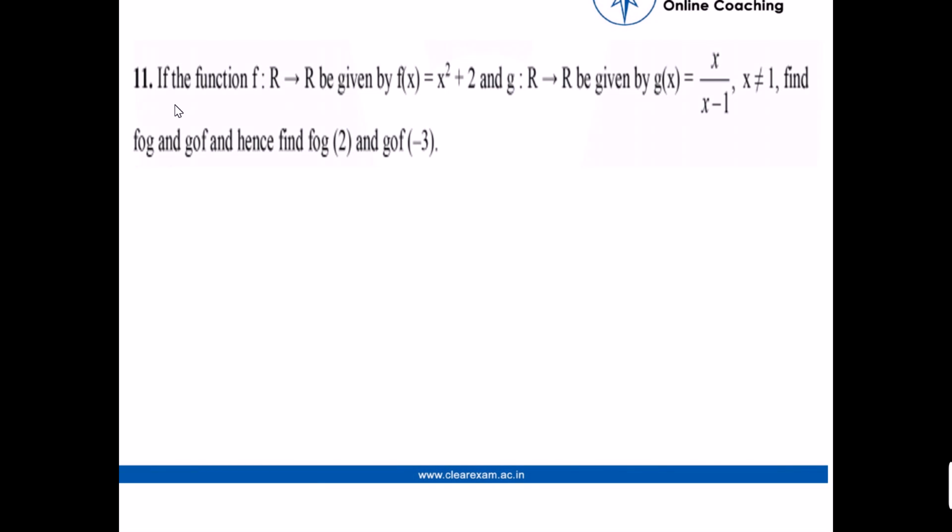So the 11th question is: if the function f: R to R is given by f(x) = x² + 2, and g: R to R is given by g(x) = x/(x − 1), where x is not equal to 1, find the function g of f and f of g, and hence find f of g(2) and g of f(−3). So let's jump into the answer.